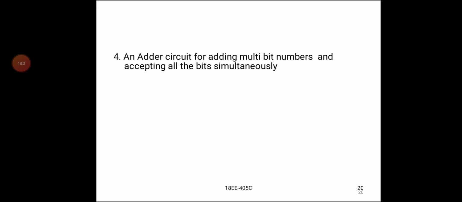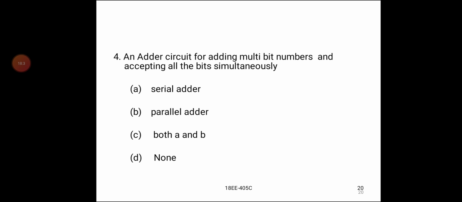Quiz question 4. An adder circuit for adding multi-bit numbers and accepting all the bits simultaneously: A. Serial adder, B. Parallel adder, C. Both A and B, D. None. Our answer is B. Parallel adder is correct.